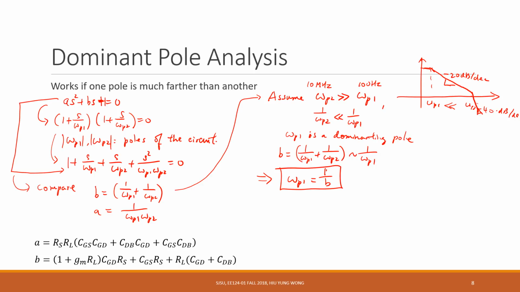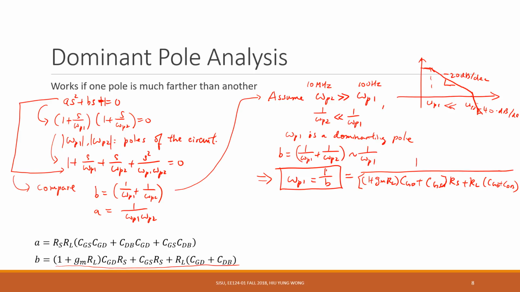So for this one, what does it mean? It means for this common source amplifier, the dominating pole is 1 over B. B is this one. So what is this? 1 plus gmRL, CGD plus CGS, and then the whole thing times RS, right? I just take the RS out, right? And then plus RL times CGD plus CDB. Okay?